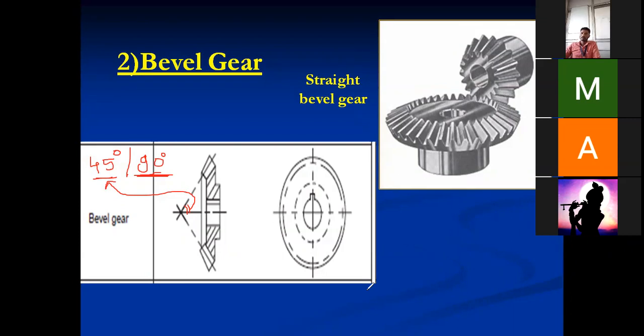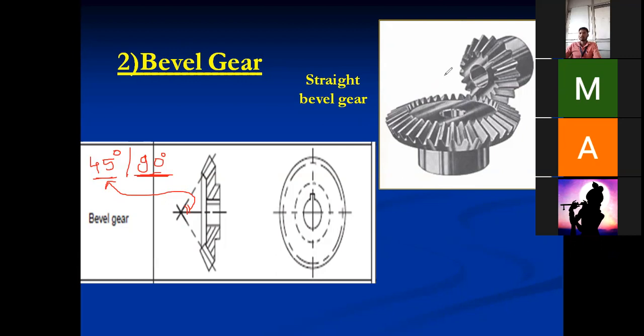90 degree represents bevel gear transmitting power at an angle of 90 degrees. Very good, 100% correct. Bevel gears are used to transfer power at 90 degrees, or in other words, perpendicular power transmission. For that purpose, it is used.